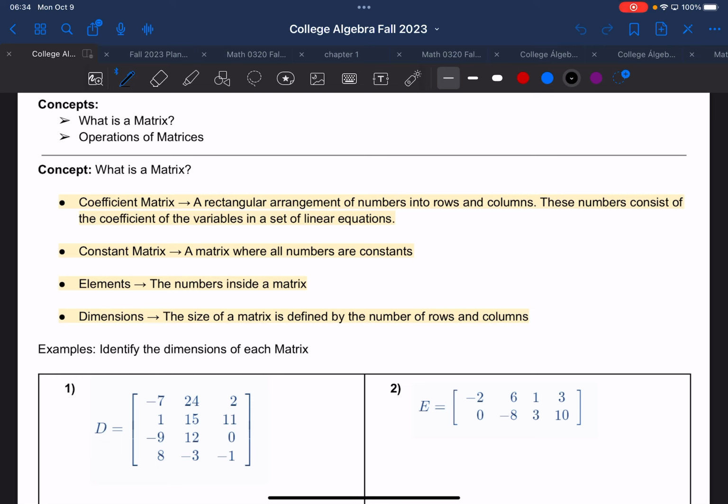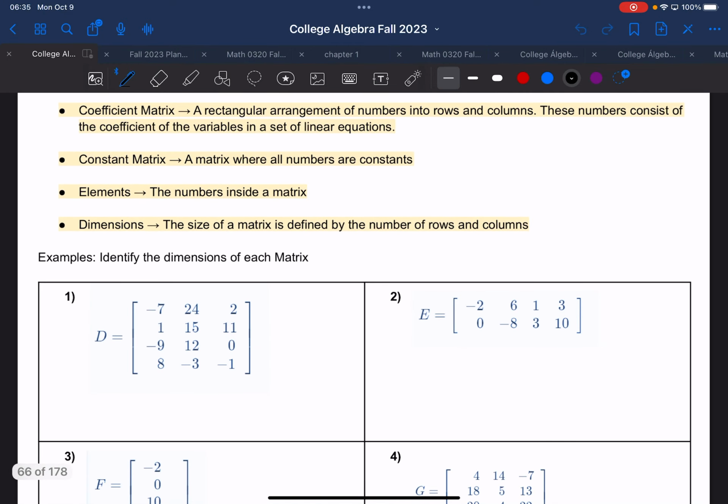Then we have a constant matrix. That's a matrix where all numbers are constant. So this is where we would not be able to turn it into a system of linear equations, because everything inside of a constant matrix would just be a number, not anything attached to a variable. Then we have the elements. The elements are the numbers inside the matrix. And the dimensions is the size of a matrix defined by the number of rows and columns.